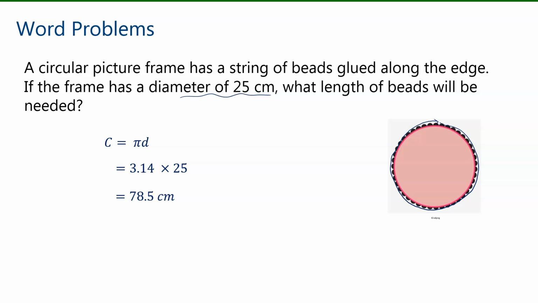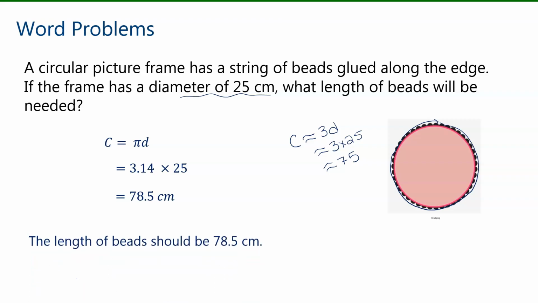Now it's important to always check your answer to see if it's reasonable. So we already learned that the circumference is approximately 3 times the diameter. So if I multiply 3 times 25, I get 75. So the fact that I got 78.5 centimeters as the circumference is very reasonable. So now I'm just going to write a statement to answer the question and say that the length of beads should be 78.5 centimeters.